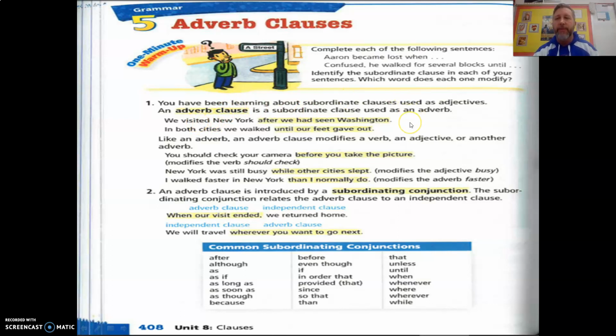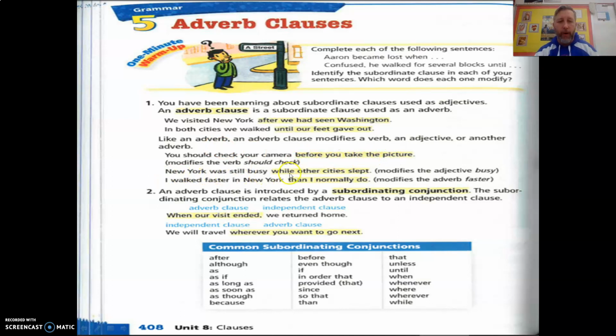And remember that adverbs, just like adverb clauses, modify not nouns, that's adjectives, but they modify verbs, adjectives, or other adverbs. And that's what you're going to find adverb clauses also do. Going to the next section, like an adverb, an adverb clause modifies a verb, an adjective, or another adverb. You should check your camera before you take the picture. That modifies the verb should check. Should check when? Before you take the picture.